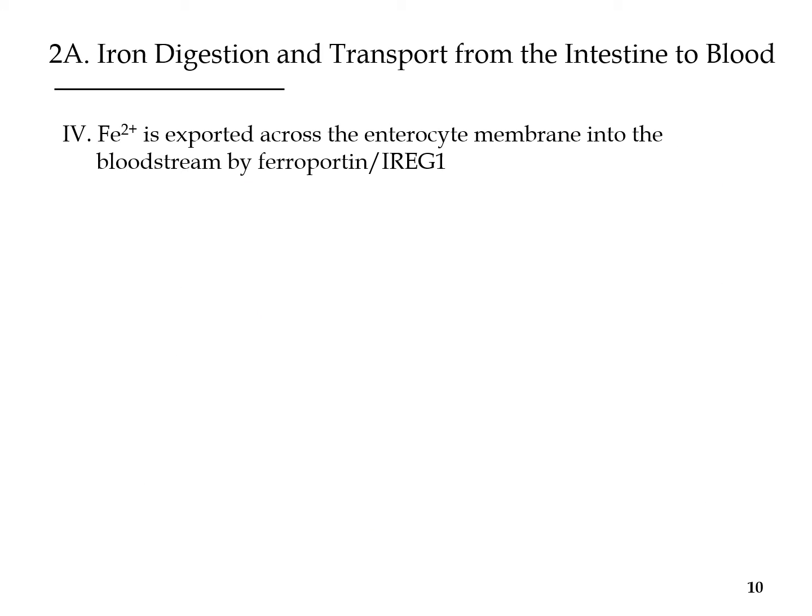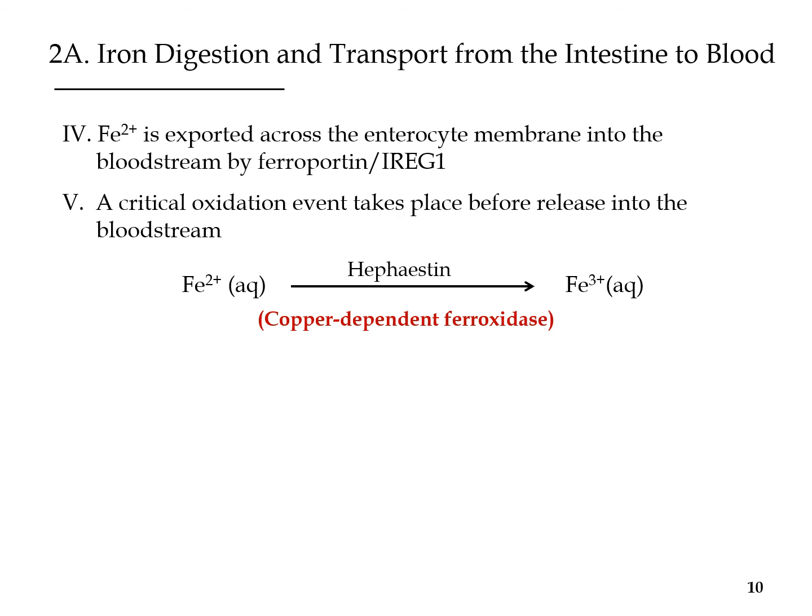So iron 2+ is exported across the enterocyte membrane into the bloodstream by ferroportin, and this process is regulated by the IREG1 protein. There is a critical oxidation event that takes place before the release into the bloodstream. And so we have this protein, hephaestin, which will oxidize iron 2 to iron 3. This is a copper-dependent ferroxidase.